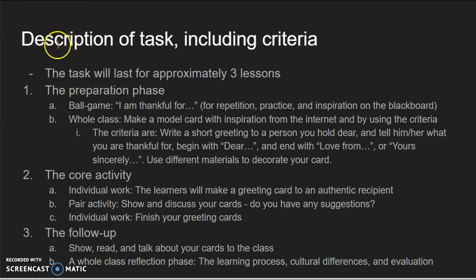The description of task, including criteria. This task will last for approximately 3 lessons, give or take. It all depends on how much time the student needs. And the first phase is the preparation phase. This will consist of a ball game.